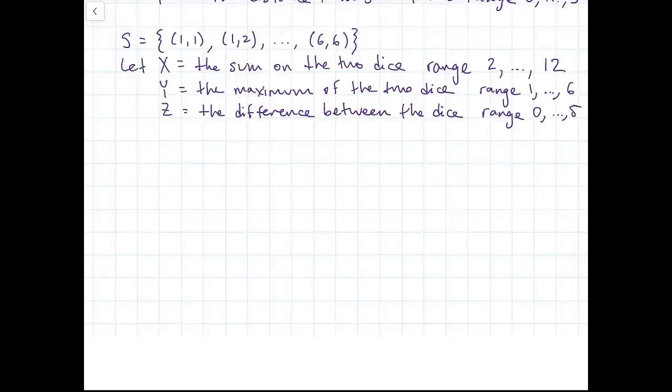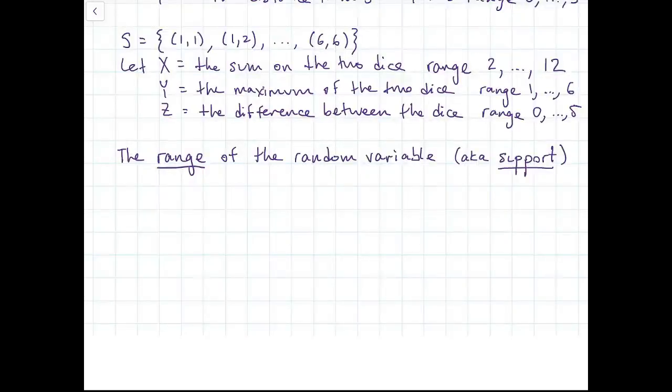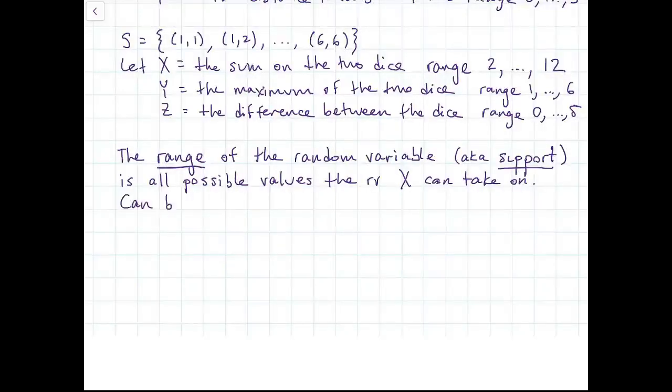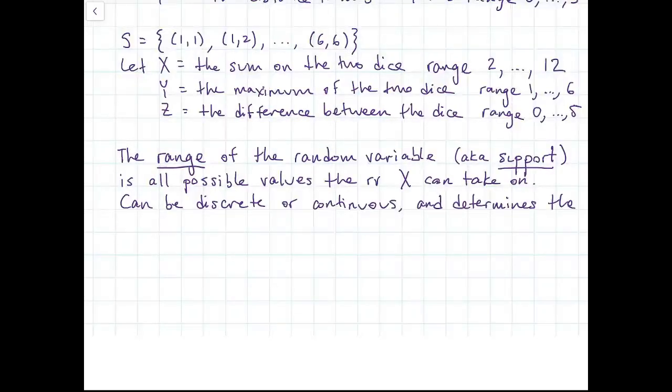So whatever the random variable is, its range, the values that the random variable maps to, also known as the support of the variable, is the set of all possible values that the random variable can take on. And it could be discrete or continuous: discrete if it's countable or finite, and continuous if it's uncountable. That determines the type of random variable. Again, for now, we're going to be talking about discrete ones.